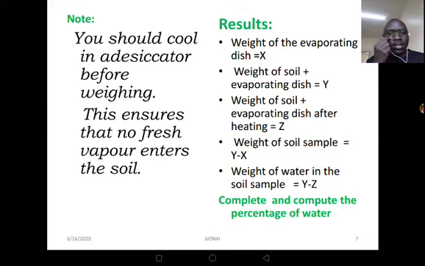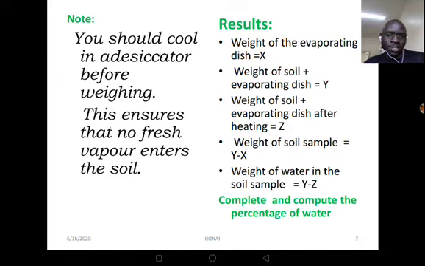So mathematically now you can manipulate the results like this. The weight of the evaporating dish, you said it is X grams. The weight of the soil plus evaporating dish, we said it was Y grams. Then the weight of the soil plus the evaporating dish after heating, the dry soil, it is Z. So what is the weight of the soil sample alone? The fresh soil sample, it is Y minus X.